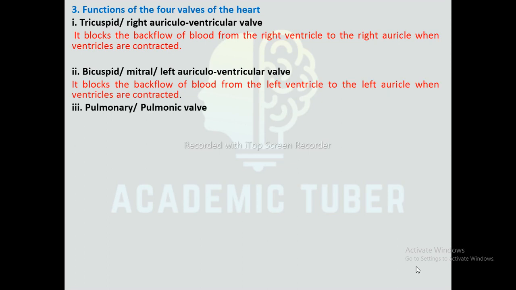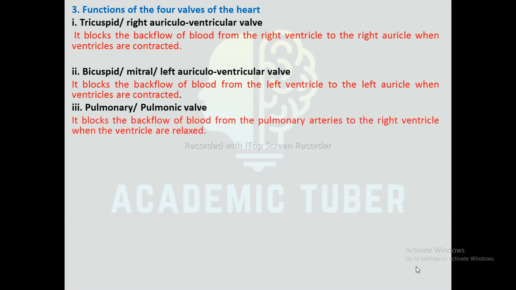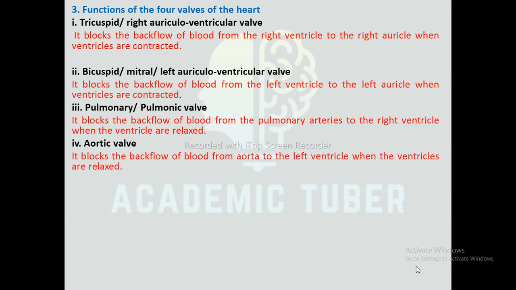Pulmonary or pulmonic valve. It blocks the backflow of blood from the pulmonary arteries to the right ventricle when the ventricles are relaxed. Aortic valve. It blocks the backflow of blood from aorta to the left ventricle when the ventricles are relaxed.